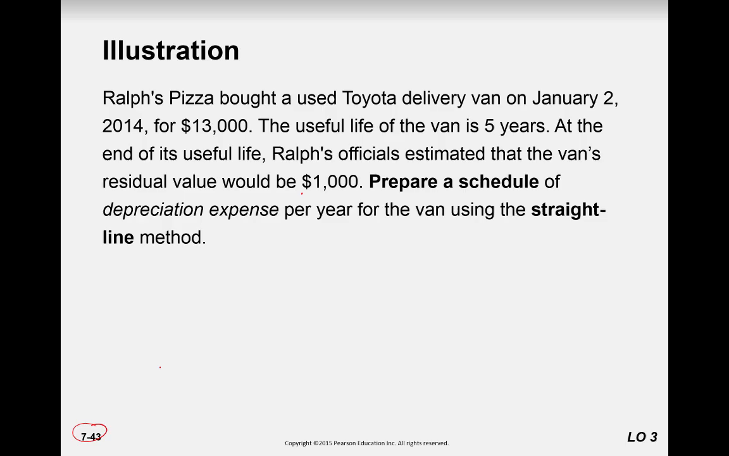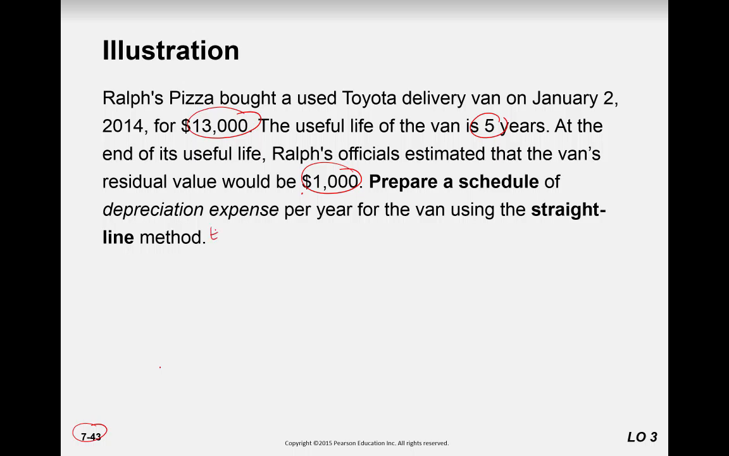We are going to pick up with our illustrations of various depreciation methods. So here we have Ralph Pizza, who ended up buying a Toyota delivery van on January 2nd, 2014 for $13,000. The useful life of the van is 5 years. And at the end of the useful life, we estimate the van's value to be $1,000. So we want to prepare a schedule of depreciation expense per year for the van using the straight line method.